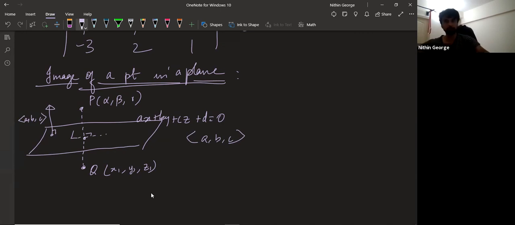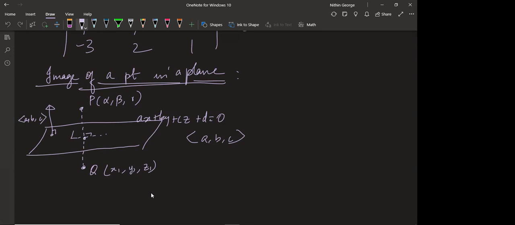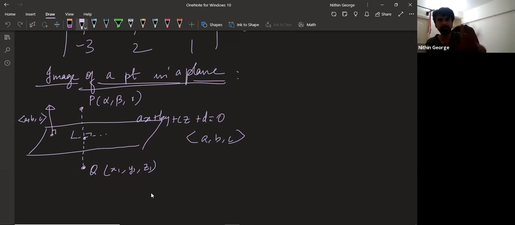That was more than a clue. That was actually an explanation. But yeah, got this much? Yes, sir. Ax plus by plus cz plus d is perpendicular to this. PQ will be parallel to the normal vector. That's the idea. Or PL will be parallel to the normal vector.